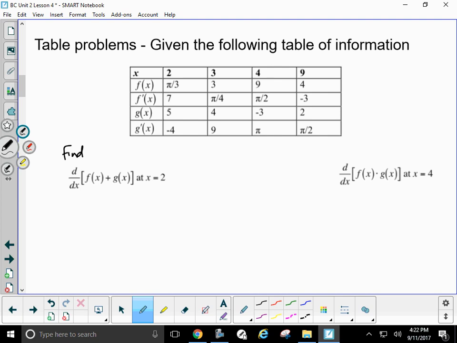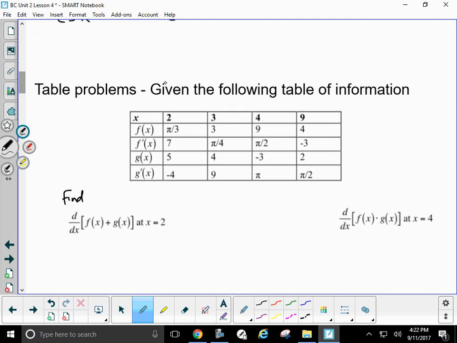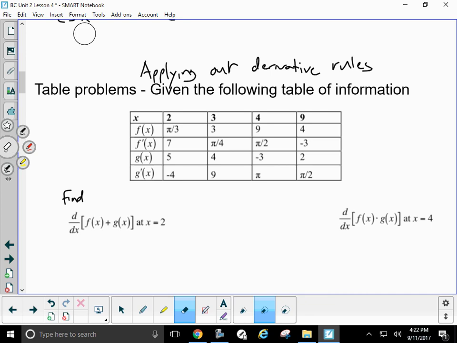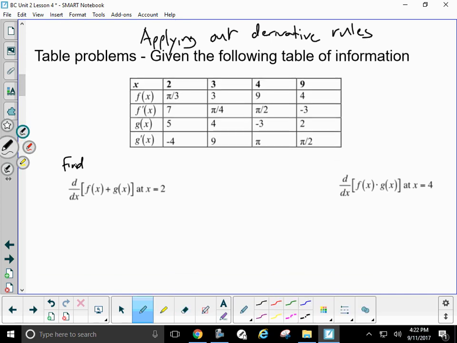Here, different types of problems applying our derivative rules, okay? They're called table problems. And we are applying our rules. Okay. So you're asked to find the derivative of f plus g at x equals 2.